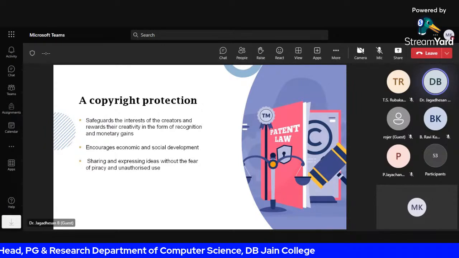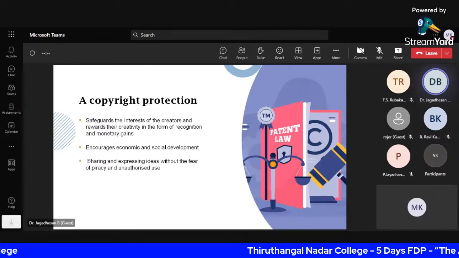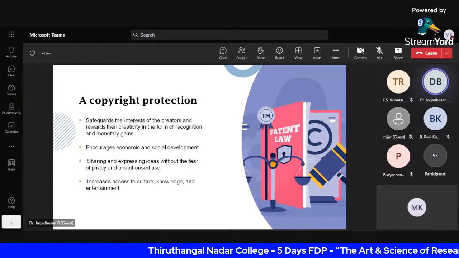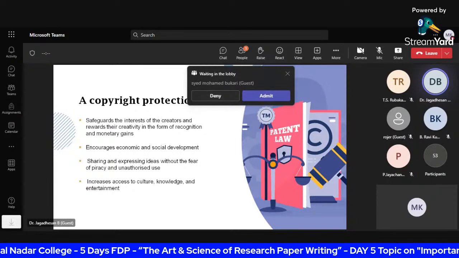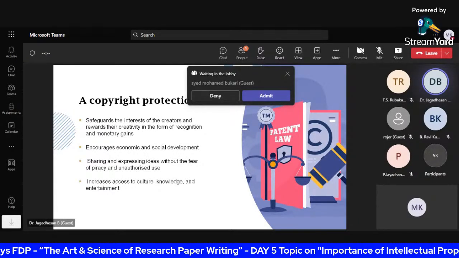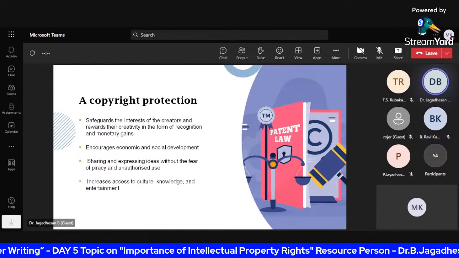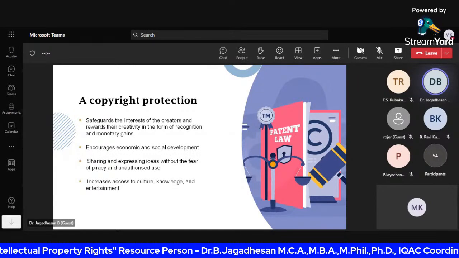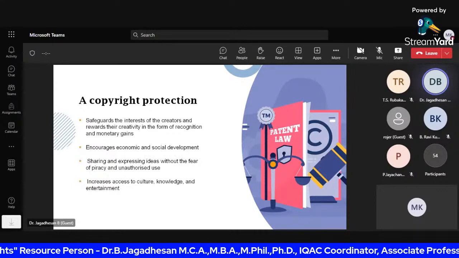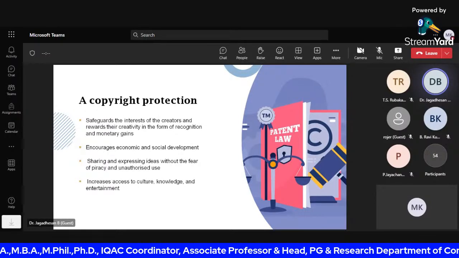And sharing and expressing ideas without fear of piracy or unauthorized use. Suppose you are the owner of a particular thing, you can share and express ideas without fear. It also increases access to culture, knowledge, and entertainment. As I already told, it enhances knowledge and intelligence, and also entertainment. They think about it and work it out, and in reality, whatever the impact of the particular thing, they will get some kind of experience and happiness, and it serves as entertainment.